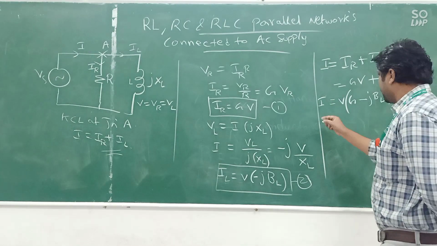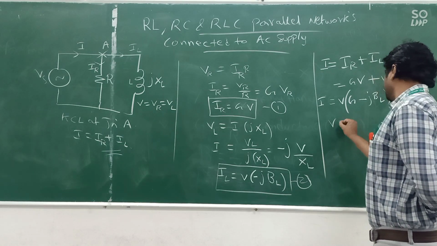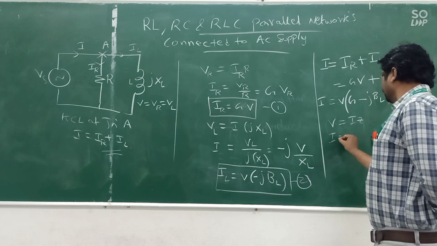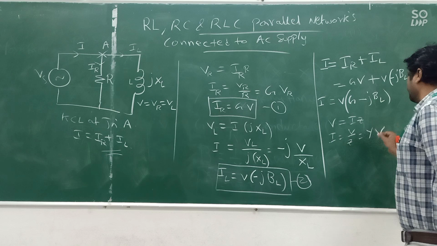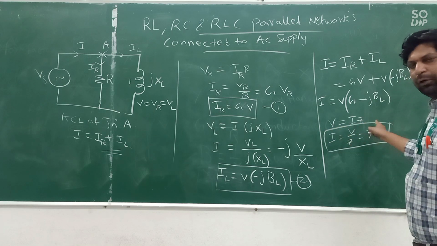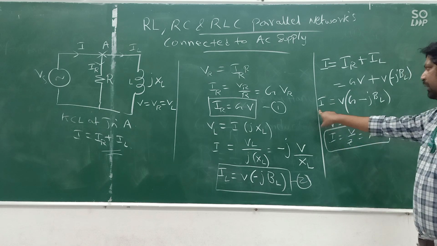So basic thing, from Ohm's law, V is equal to IR. Here it is V equal to IZ, or I can write I is equal to V by Z, which is nothing but YV. So I is equal to YV. Replace this one over here. Replace I is equal to YV in this equation.